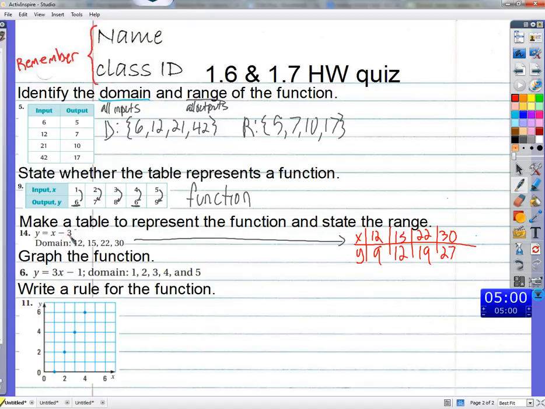Here's one way, an equation. Another way is a table. Another way is a graph. These are all ways of representing functions, what goes into the function and what comes out of the function. So how do we draw a graph? How do we start to draw a graph?